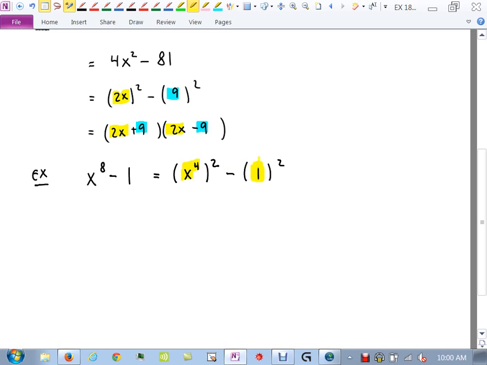So according to the formula, this should be A plus B times A minus B, right? What's A plus B? X to the 4th plus 1, x to the 4th minus 1. Yes.